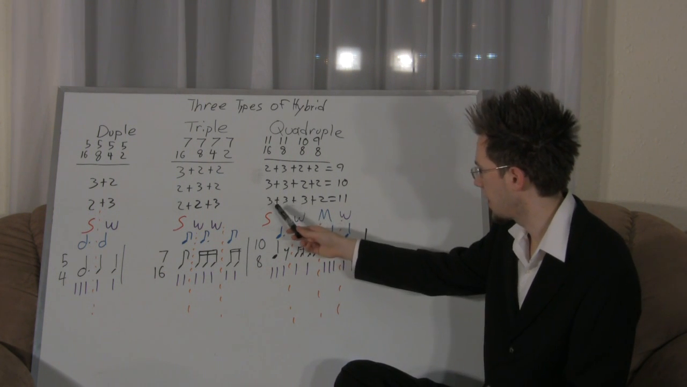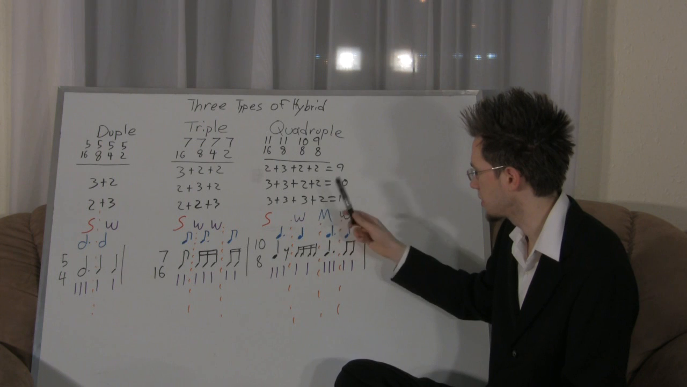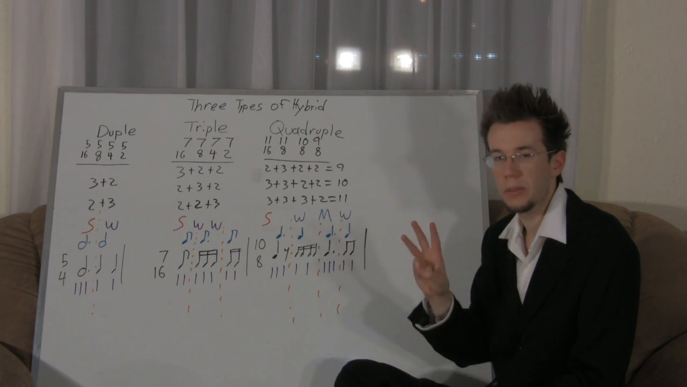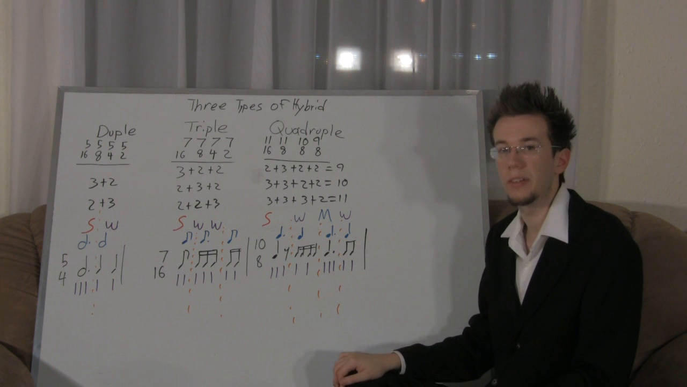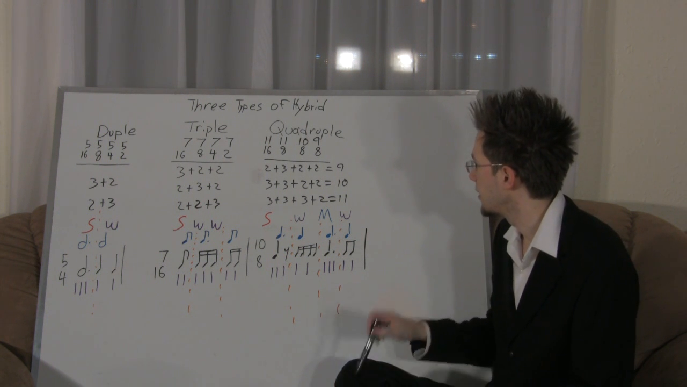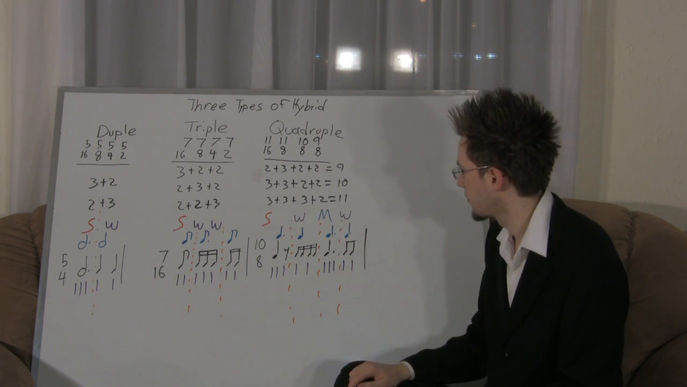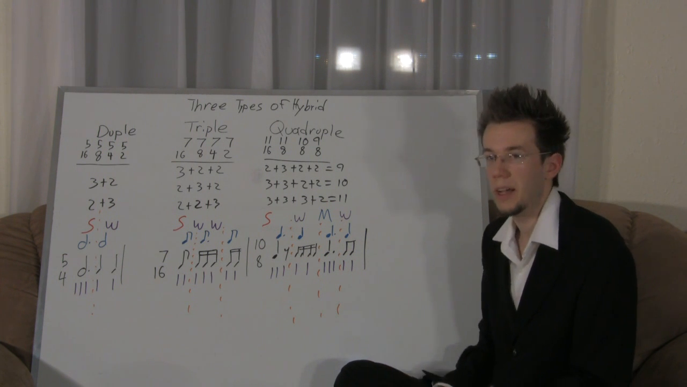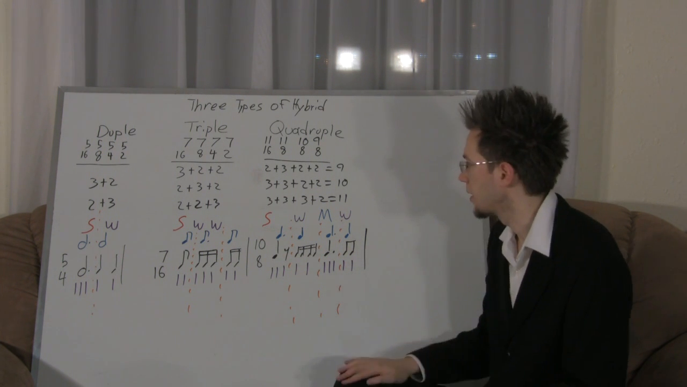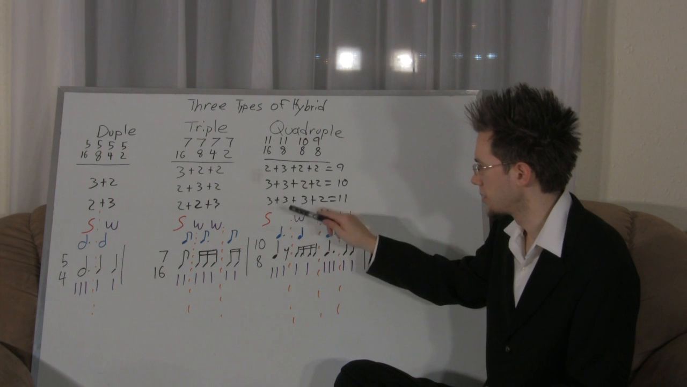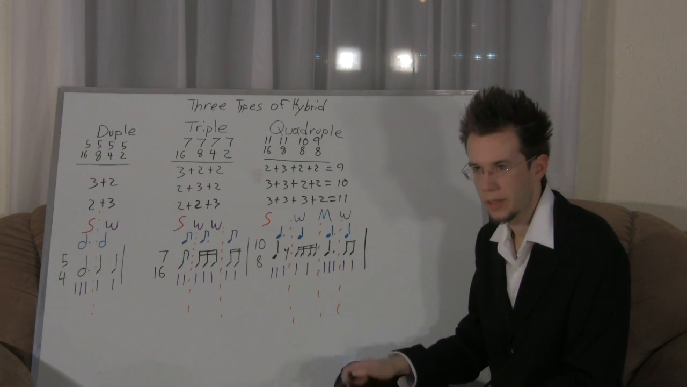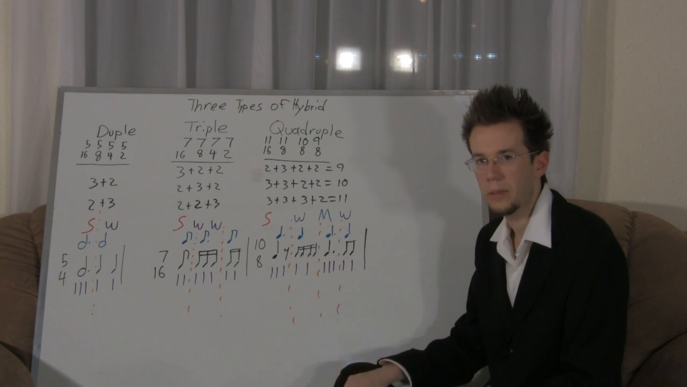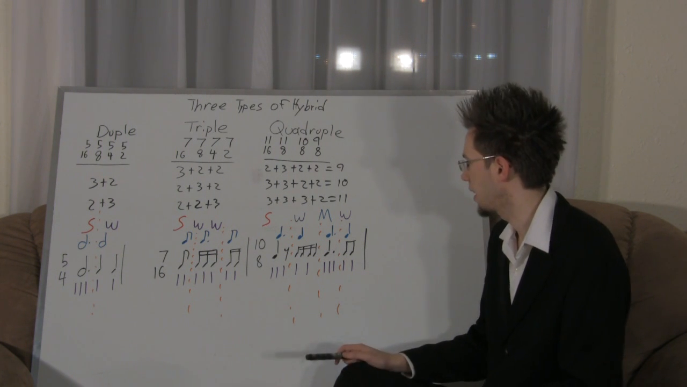Okay, next one, we have 3 plus 3 plus 3 plus 2. So we have three 3s and one 2, which comes to a total of 11. Okay? And those are the ones that we're going to work on. Now, quadruple time, because it has 4, we're going to use strong, weak, medium, weak. Right? Strong, weak, medium, weak. Strong, weak, medium, weak. Okay?